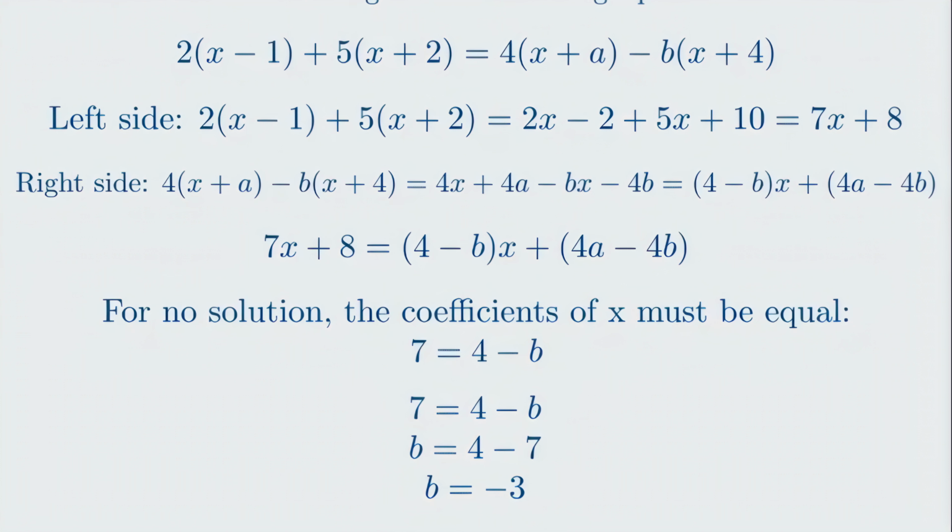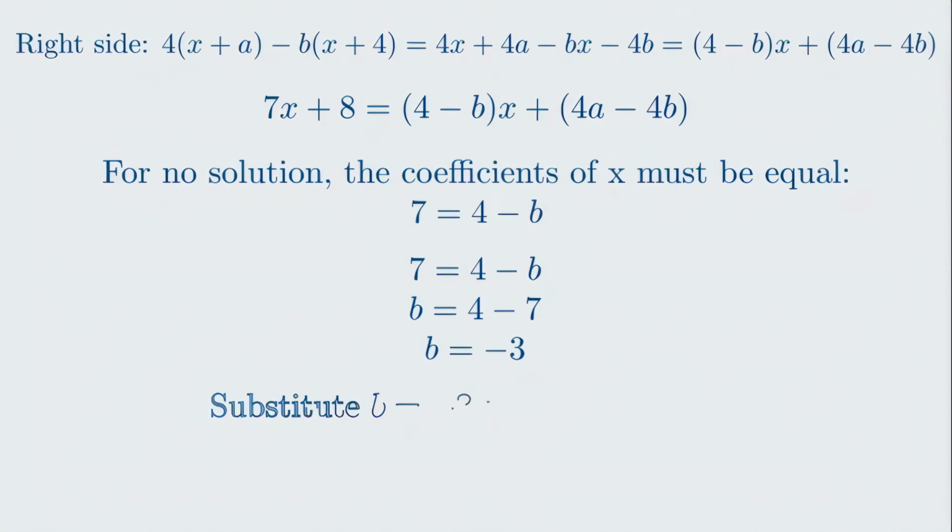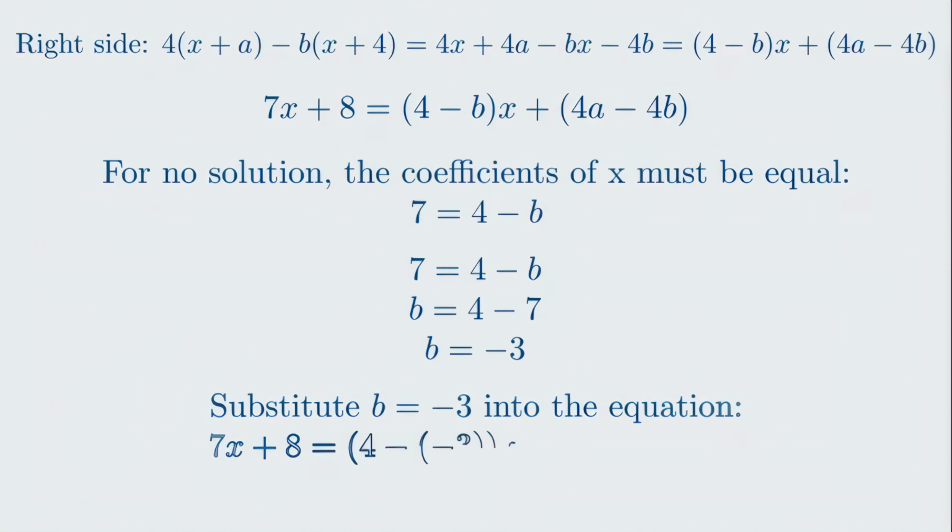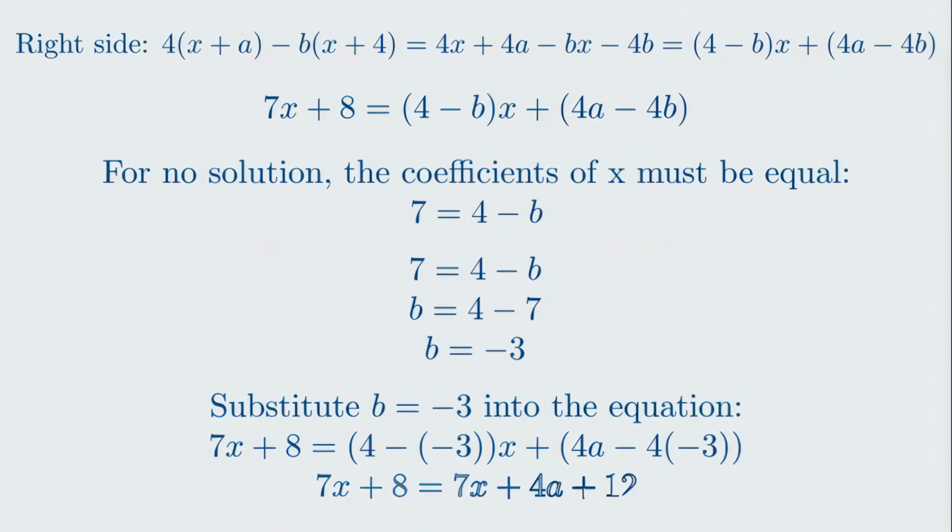Let's look at our answer choices. Only option B has b equal to negative 3. This means we've likely found our answer. To be thorough, let's confirm the value of a. With b equals negative 3, the right side becomes 4 minus negative 3, times x, plus 4a minus 4 times negative 3, which simplifies to 7x plus 4a plus 12.